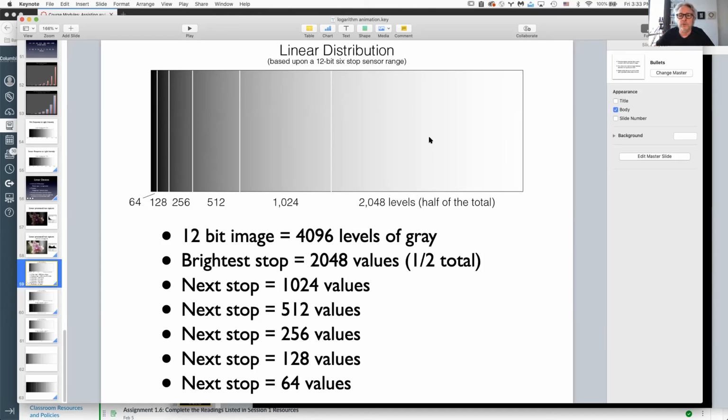How many people in this room use the meter in their camera to make an exposure?